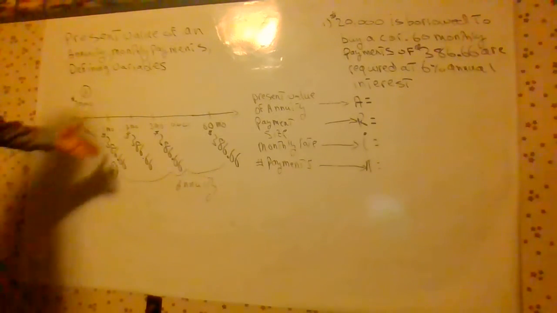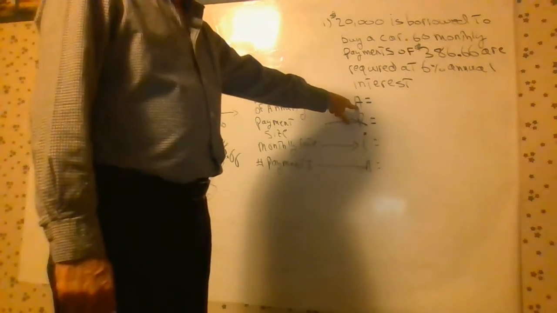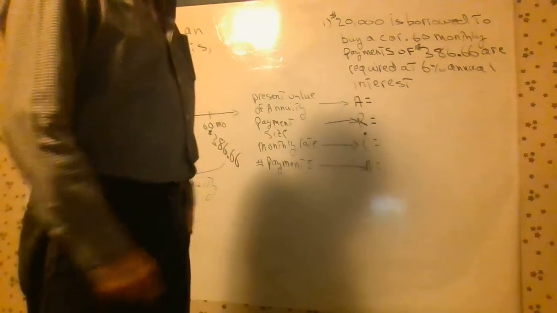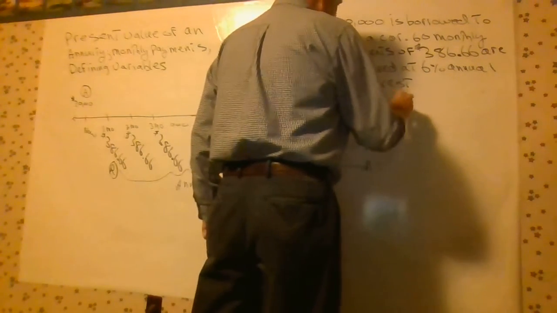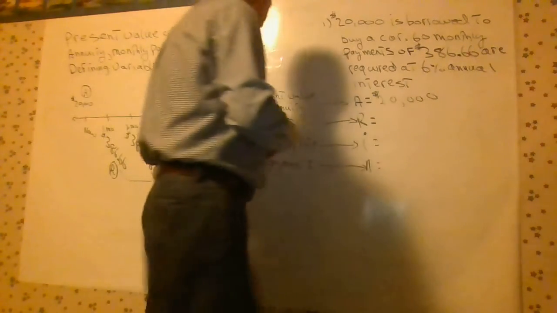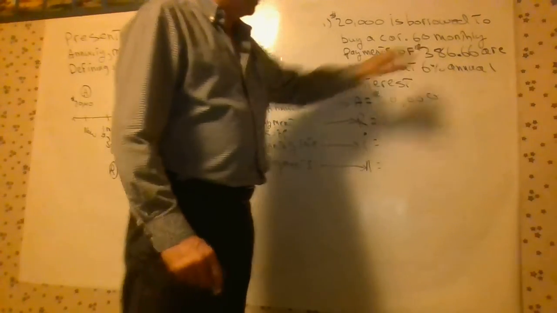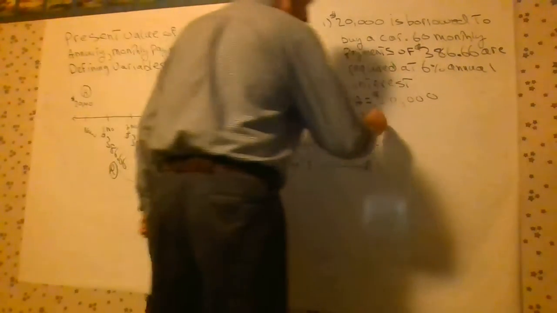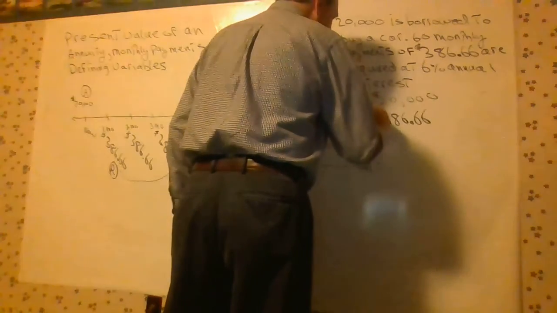So quite simply put, here's how we're going to define the variables. Present value A, that's always how much we're borrowing. So in this case, that's $20,000. Payment size R: what's the payment size? We can read that from the problem. $386.66, that's given.